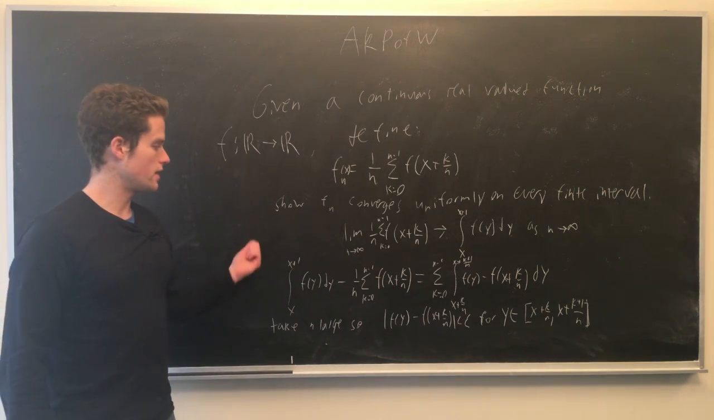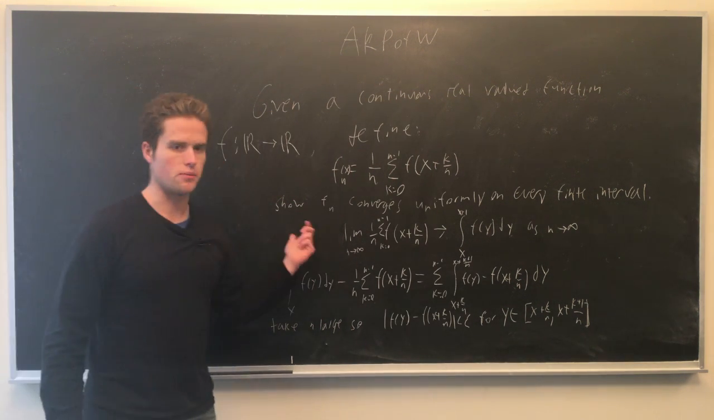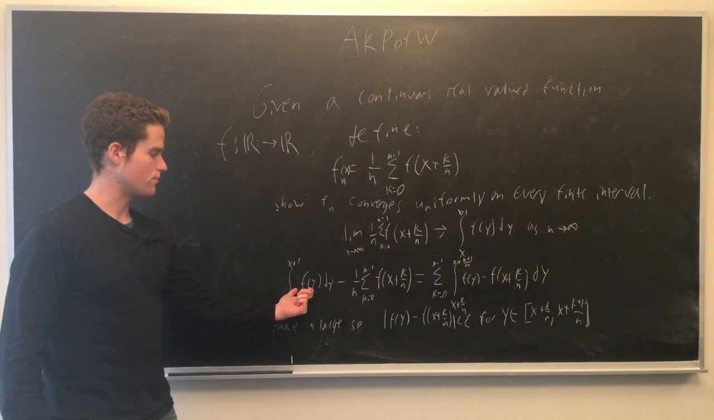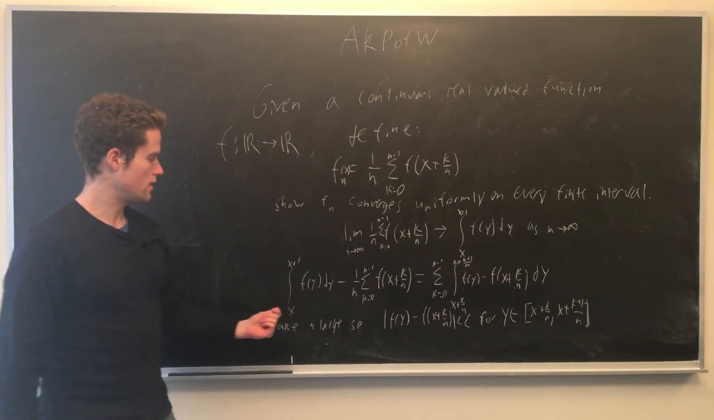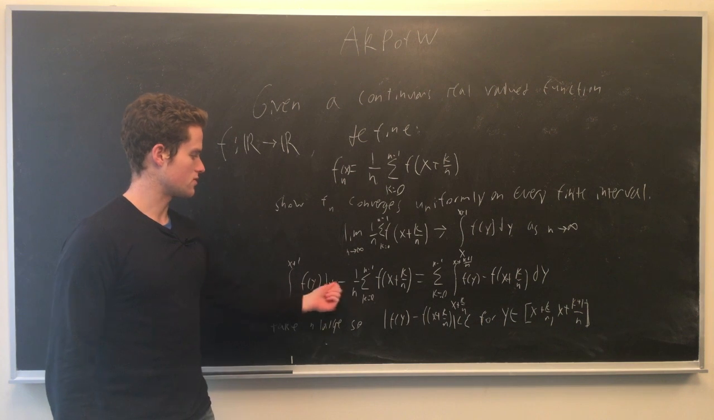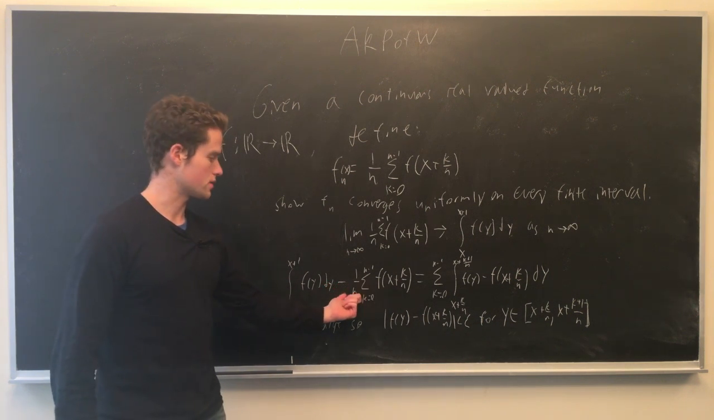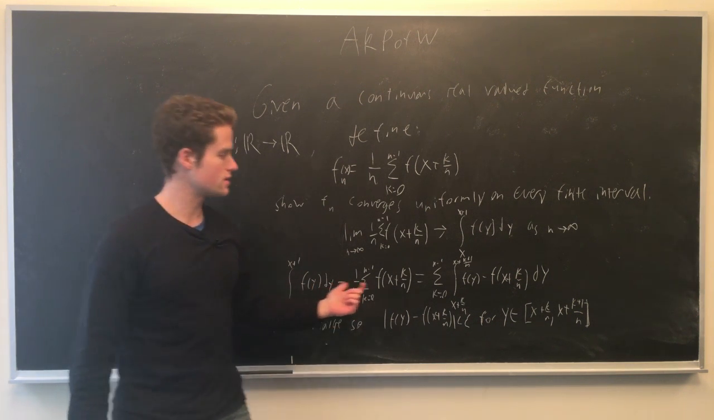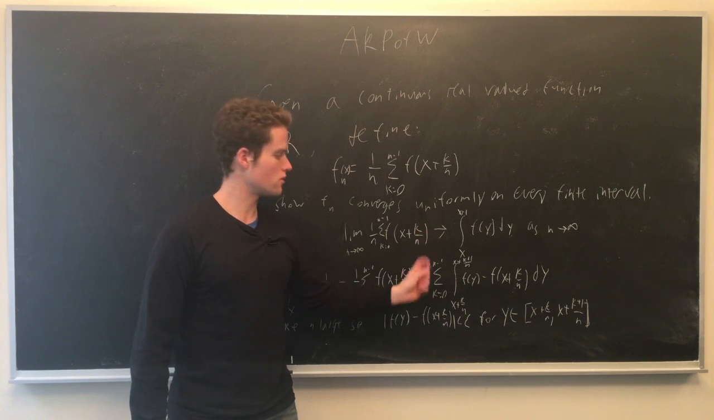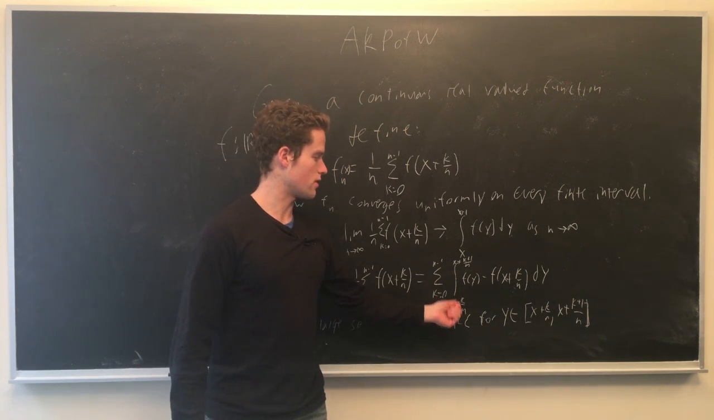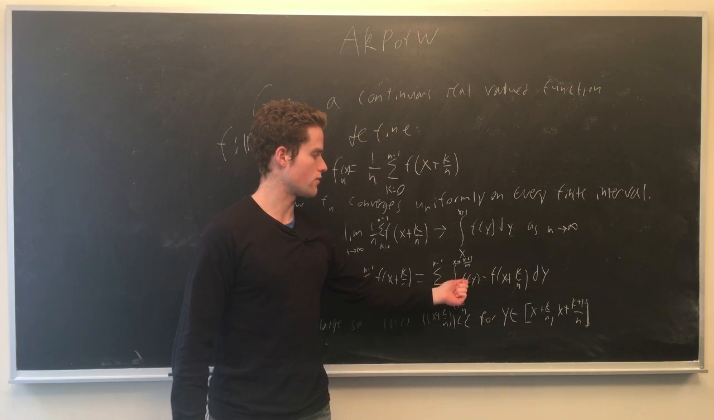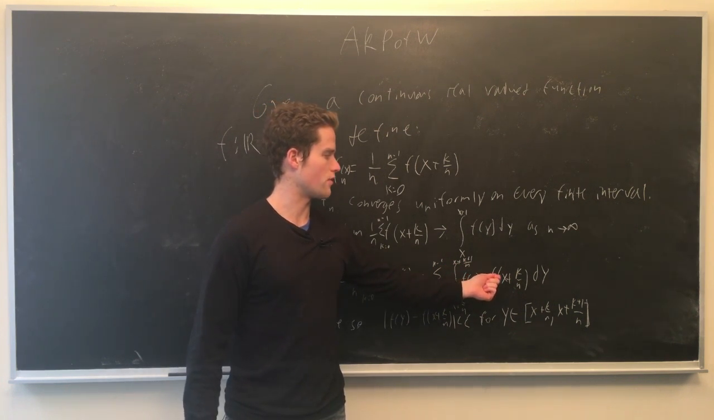So first we're going to manipulate a little bit. So we have our limit approaches this integral. I'm going to subtract off f_n, which is the sum. And we can rewrite this as a sum of lots of integrals. Sum from k equals 0 to n minus 1, integral from x plus k over n to x plus k plus 1 over n, of f of y minus f of x plus k over n dy.